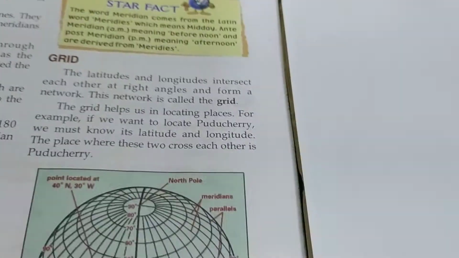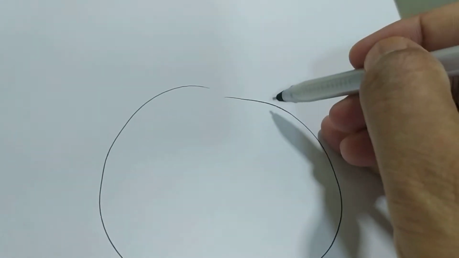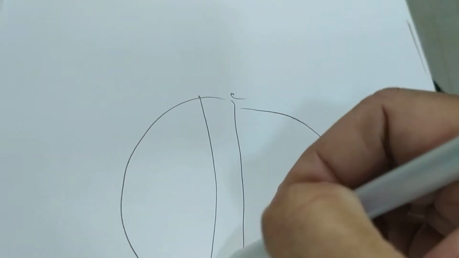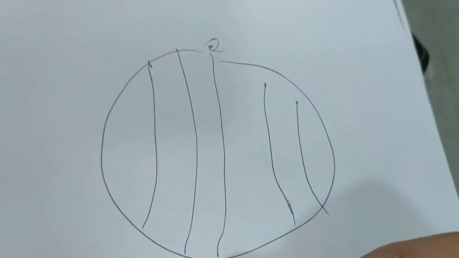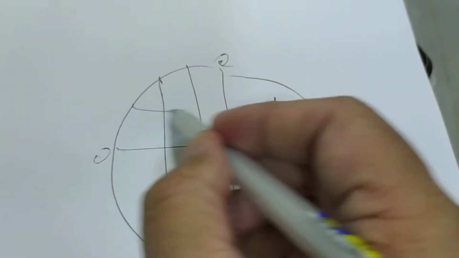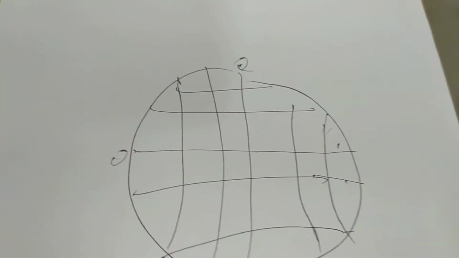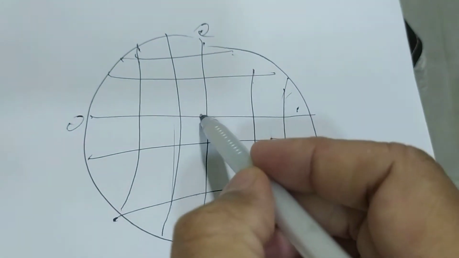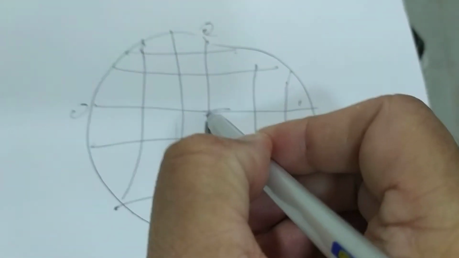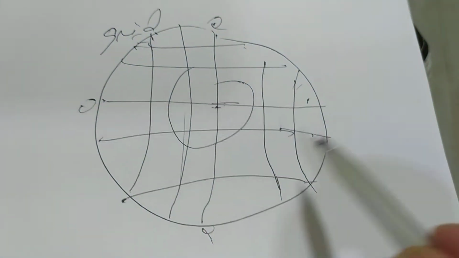Now the grid. Another important thing is the grid. Now why are the grids there? How are the grids there? You have seen lines here. If you see, I show in the diagram. Suppose this is the globe. These are the longitudes, 0 degree. These are the latitudes, 0 degree. So these are the imaginary lines. Now both the longitudes and latitudes are cutting each other at right angles, and this network is known as grid.